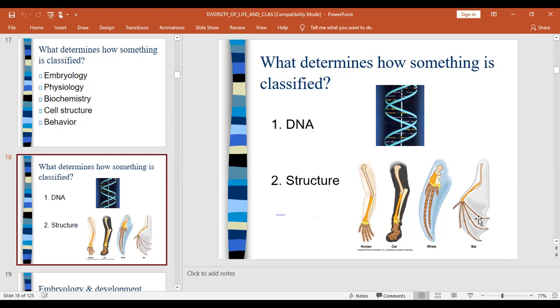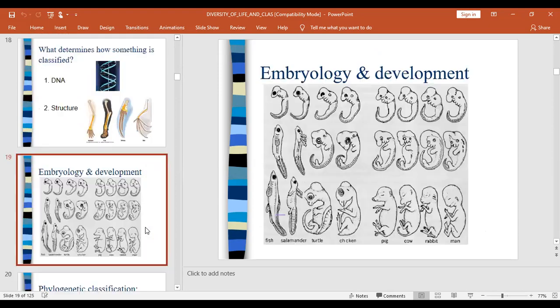Now look at a bat. It also has 1, 2, 3, and 4. So when you look at all of them, they have a pentadactyl arrangement, meaning that structurally we can put human beings, cat, whale, bat in the same taxa. And that taxa is Chordata, meaning that they have backbone arrangement.